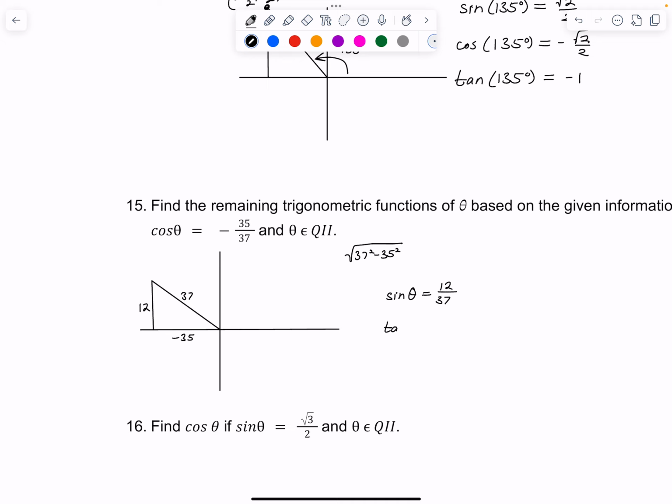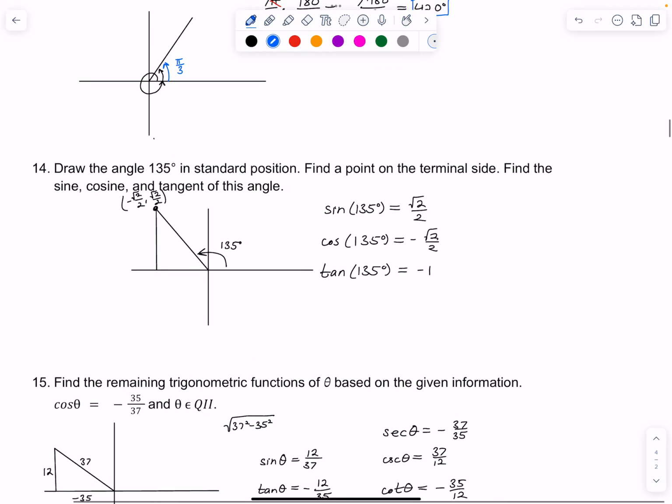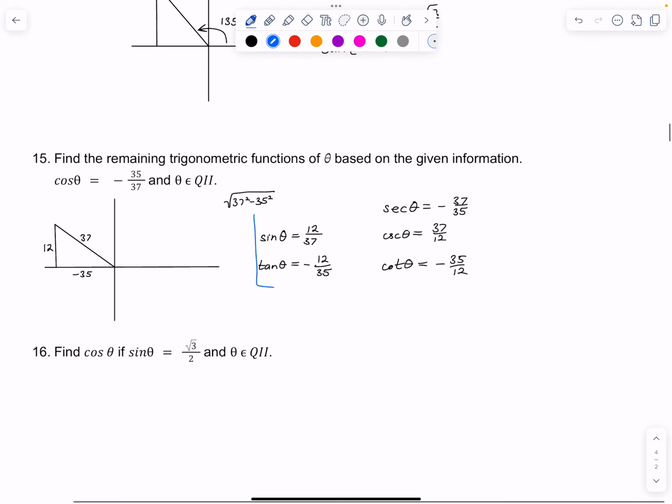And then I can do tangent of theta. Tangent is opposite over adjacent, so that's negative 12 over 35. Then I can do the secant, which is cosine flipped over. It's negative 37 over 35. I can do the cosecant, which is sine flipped over. That's 37 over 12. And then I can do the cotangent, which is tangent flipped over. It's negative 35 over 12. And that should do it.